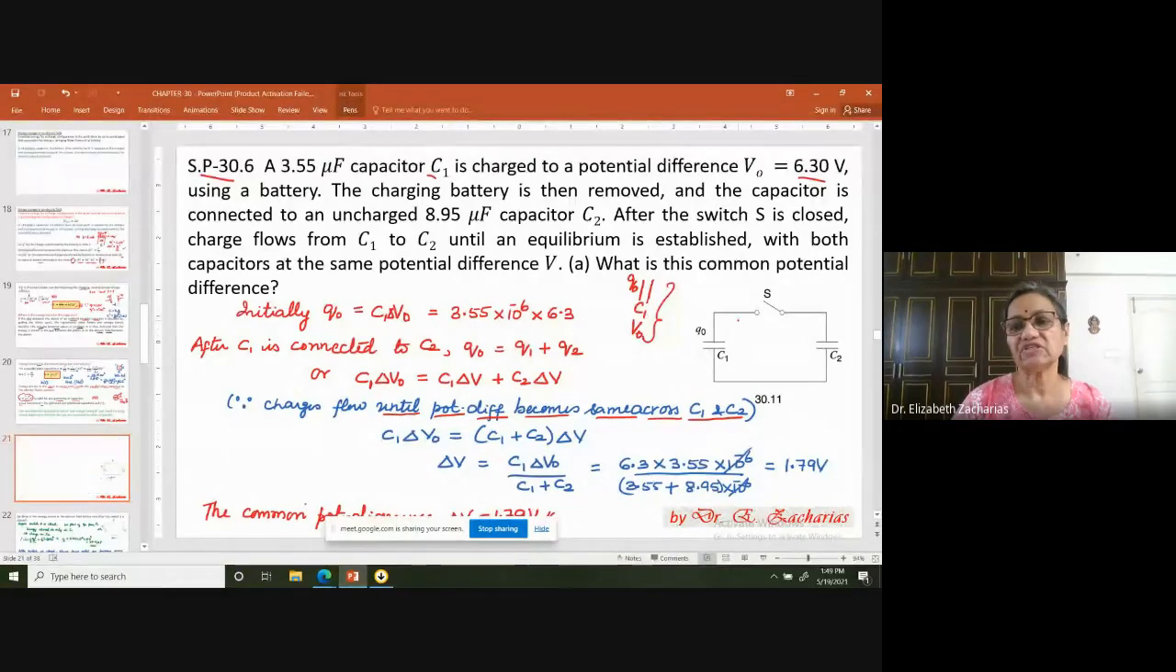Now take that capacitor and connect it to another capacitor C2, which has a value of 8.92 microfarad. Connect it and then close the key. When you close the key, what do you expect will happen? There is charge plus minus Q0 on this plate. This one is not charged. There is nothing here. So what do you expect will happen when you close the key?